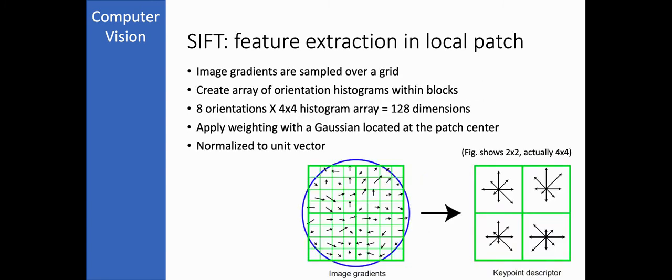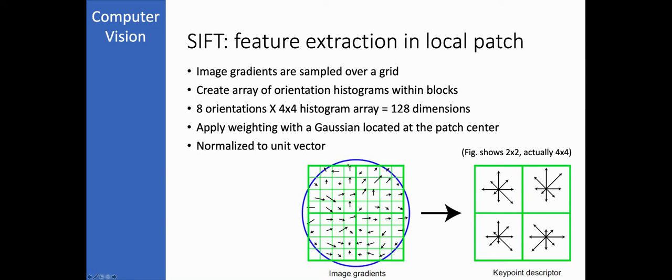To create the actual features, I compute the image gradients sampled over a grid. So I divide this patch into a grid like this, and I compute the gradients at every pixel. Then SIFT further divides this entire patch into 4x4 grid points. So it looks something like this. Here we show it 2x2, but it does it in 4x4. And in each of these grids, it computes the histogram of gradient orientations, and the histogram it represents with 8 bins.